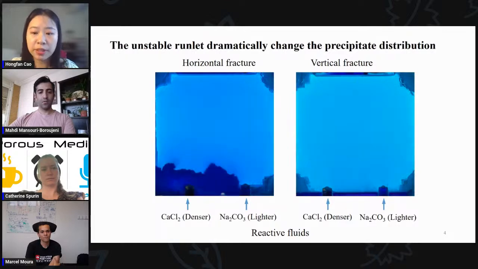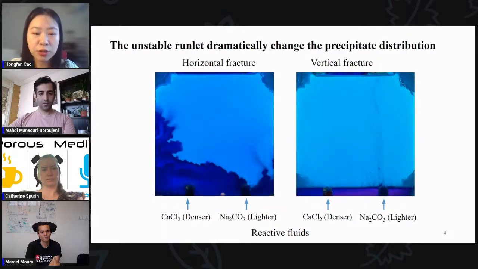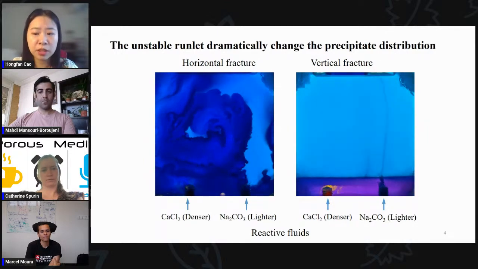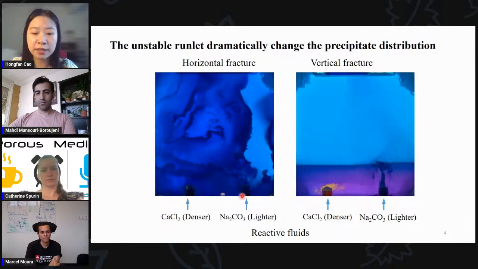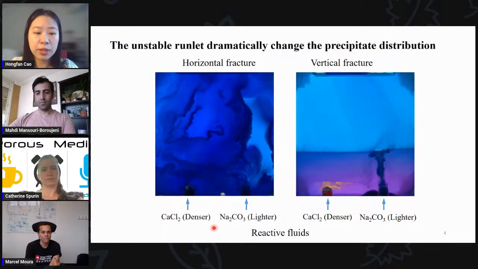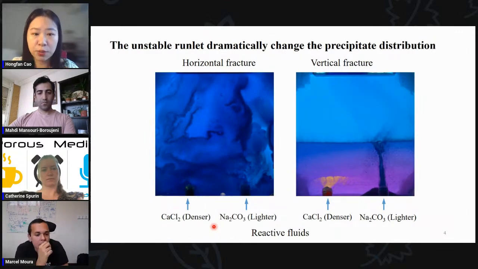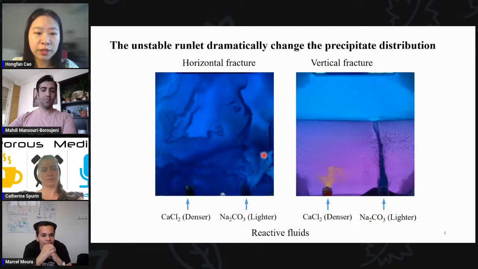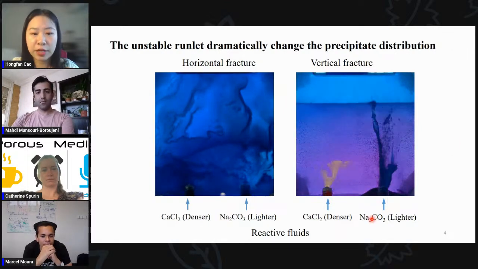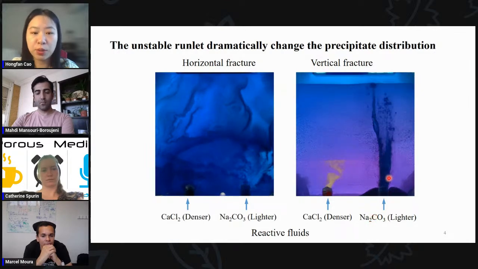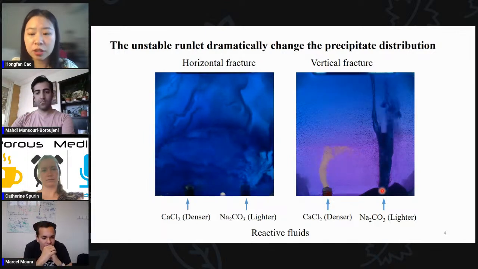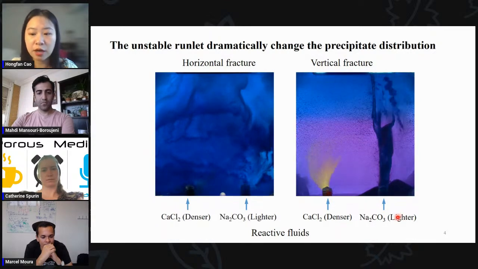So the follow-up experiment about reactive fluids shows the formation of the rivulet has huge impact on the precipitation pattern in the fracture. As we can see from these two videos, when the fracture is horizontal, the precipitation distribution is very even. But when the fracture is vertical, the precipitation only occurs around the rivulet. Precipitation is not the focus of today's talk. I just want to emphasize the importance of the study about the unstable rivulet.